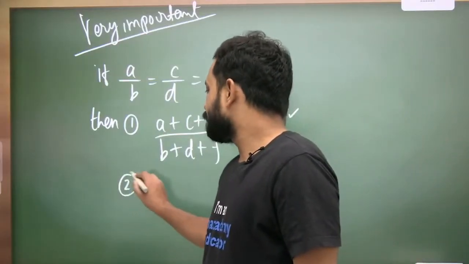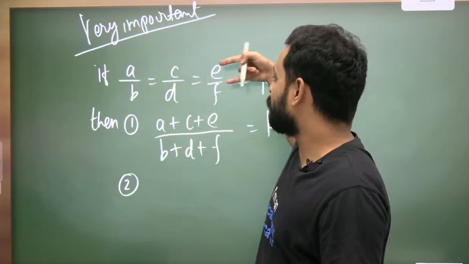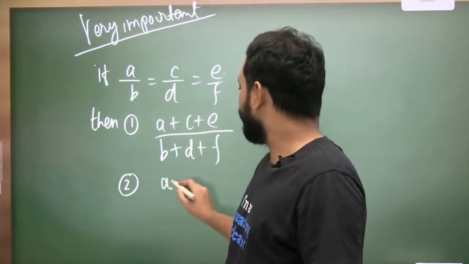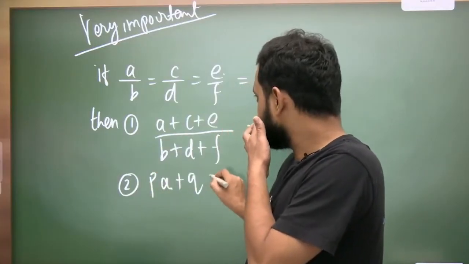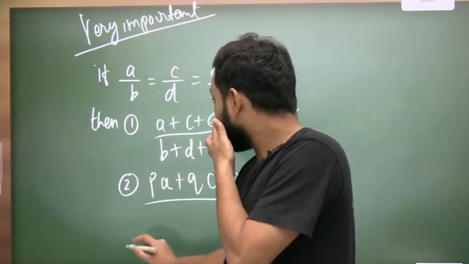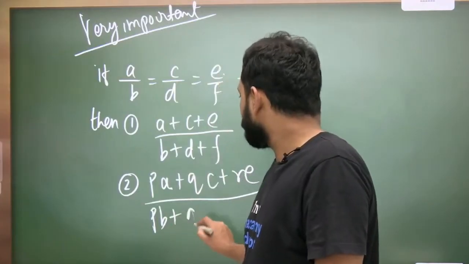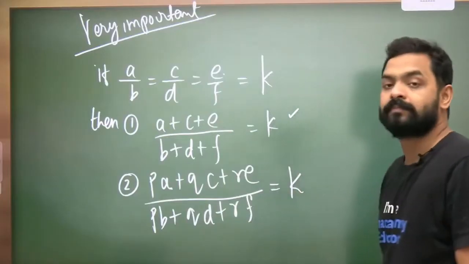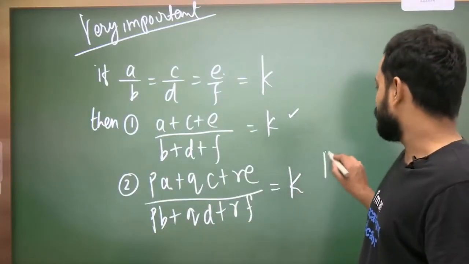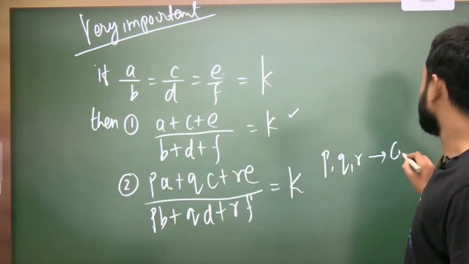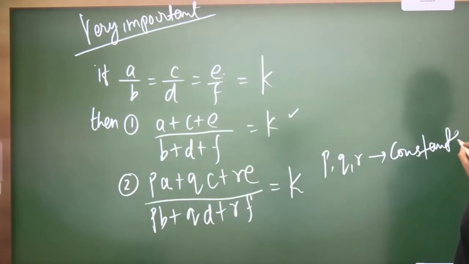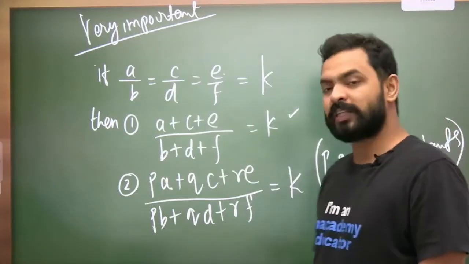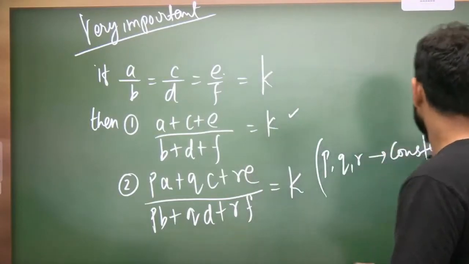The second relation: if A upon B is equal to C upon D and is equal to E upon F is equal to K, then PA plus QC plus RE divided by PB plus QD plus RF is also equal to K, where P, Q, R are some constants. You can take this. We'll take the values and then we'll prove it as well, right?